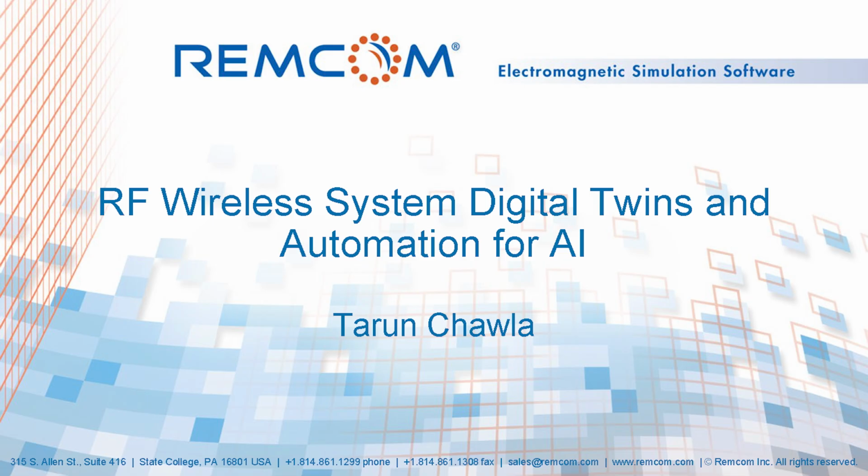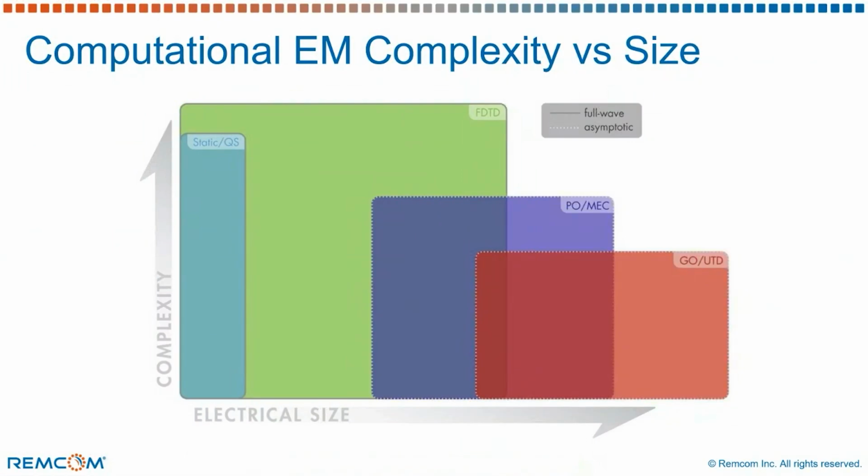This talk, labeled RF Wireless System Digital Twins, will explain what digital twins are and how automation is used for machine learning and for artificial intelligence in the spaces of RF and microwave. To begin the context of this talk, computational electromagnetic models have been developed since World War II and have expanded in the use case-driven approach, which is primarily antennas, antenna placement, circuits, and signal processing.